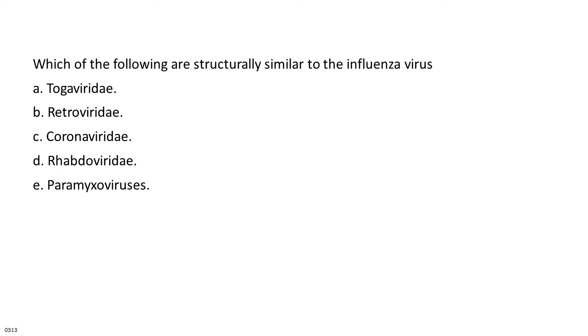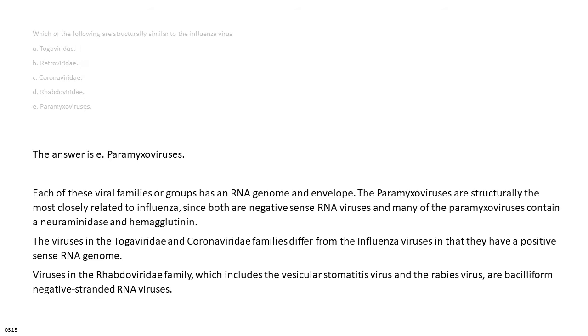Which of the following are structurally similar to the influenza virus? A. Togaviridae. B. Retroviridae. C. Coronaviridae. D. Rhabdoviridae. E. Paramyxoviruses. The answer is E. Paramyxoviruses.